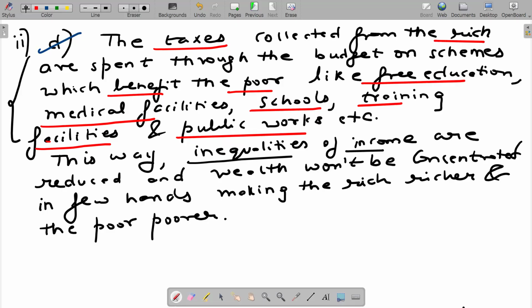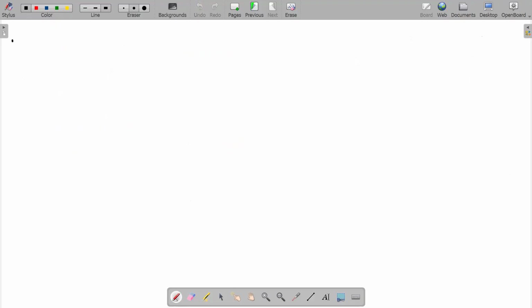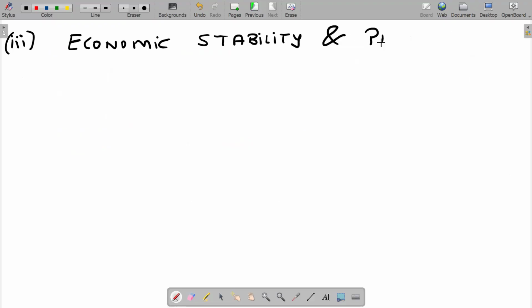And then let's look at point number 3, the third objective of preparing a budget. So moving on to the next page, the third objective for preparing a budget is economic stability and price stability.